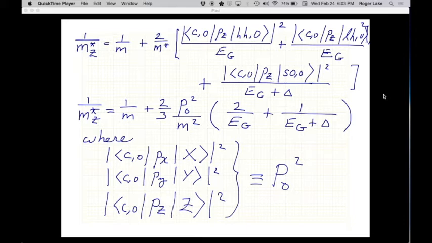Now, I guess I have to say a little bit about what I mean by these kets here. What exactly are these things? Are they the same PX, PY, and PZ that we were doing previously, or are they something else? Well, in fact, they're something else, and I'll talk about them in a page or two.